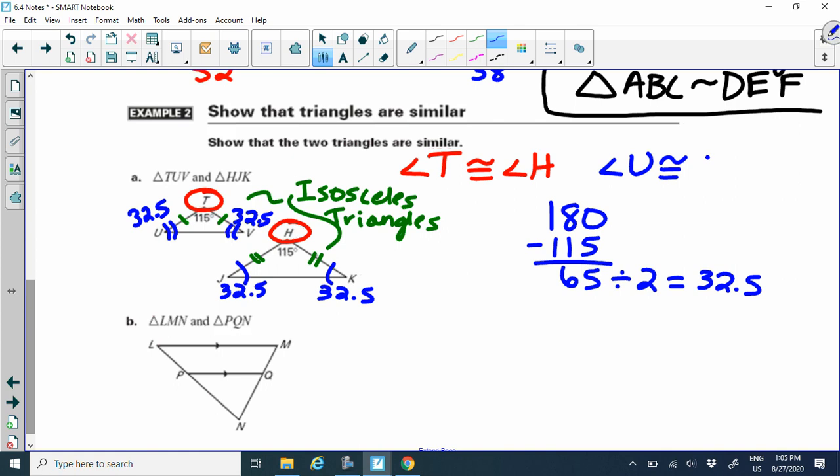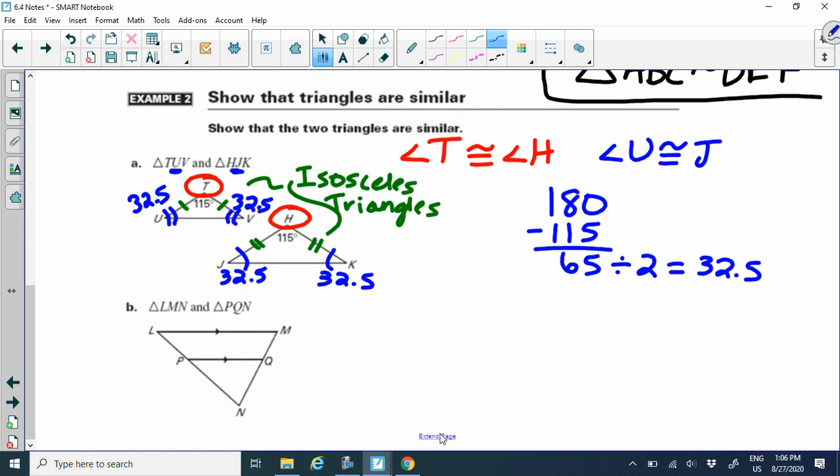So in this case, we're going to say J, because, let's go back up to where they put us. We have triangle TUV and triangle HJK. Notice U is in the second slot, J is in the second slot. So they do indicate that those two should be the corresponding angles. And so what we have here is just showing the two pairs of corresponding angles. Okay, we're going to try one more, and that's going to be part B.